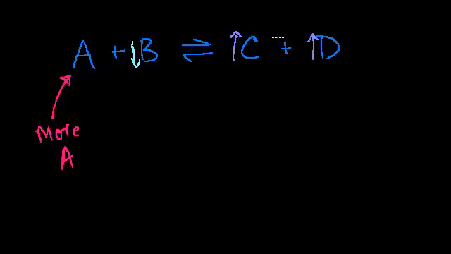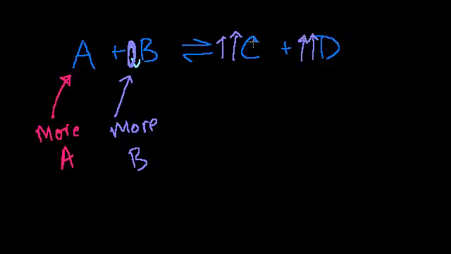Then you'd have more C's and D's, and maybe some of those are more likely to bump and go back in this direction, and eventually you would reach a new equilibrium. But the bottom line is you'll be left with more A, a little bit less B, because you didn't add more B. So more B is going to be used to consume those extra A's you just added, and those are going to produce more C's and D's in equilibrium. And you can imagine if you added more B as well, then the reaction is going to go in the forward direction even more.